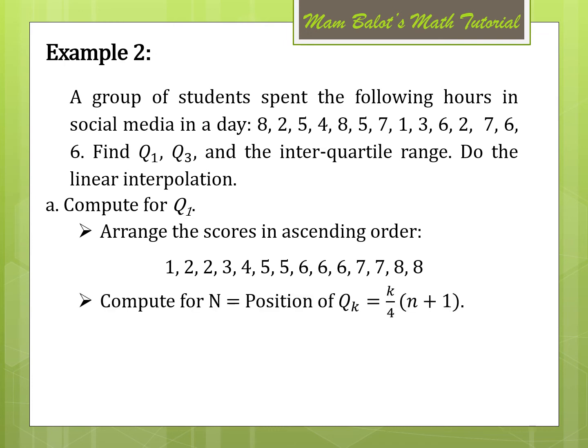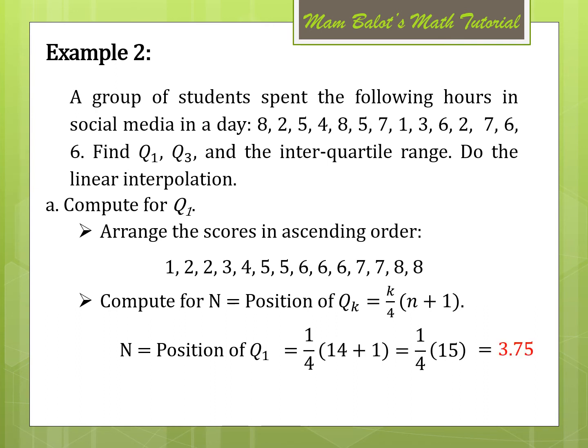Then we need to compute for n, for the position of q sub 1. So we have 1/4 times, since we have 14 data, n is equal to 14. So you have there 14 plus 1, which is equal to 15. And then 1/4 times 15 is equal to 3.75. So what we need to do in the interpolation is, we need not to round off the decimal point in our n. So we need to locate the exact location using the linear interpolation.